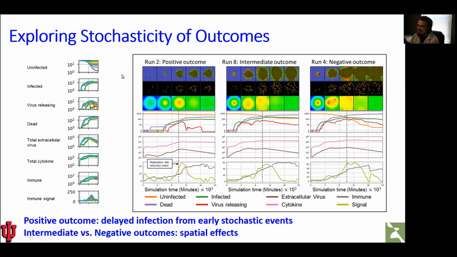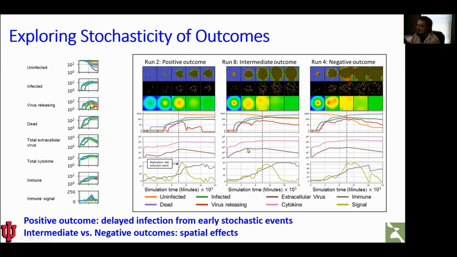Now this delay didn't occur in the intermediate outcome, and we got something like this with delayed infection. Now, the difference that we found between the intermediate and the negative outcomes occurred much later, around, I think, 4,000 minutes. The only difference that we really found between these two simulation replicas: the number of cell types were all approximately the same, whereas there was a difference between the amount of total extracellular virus.